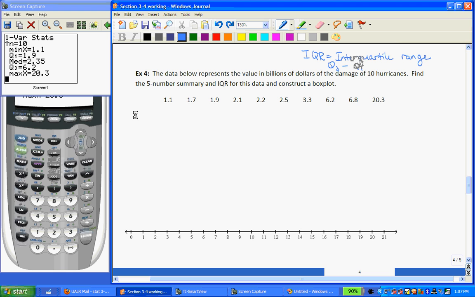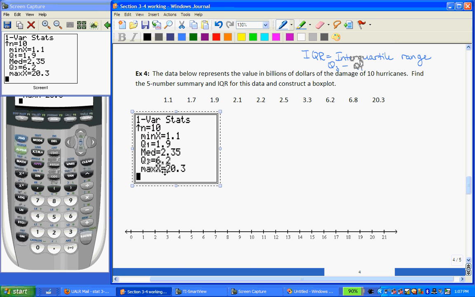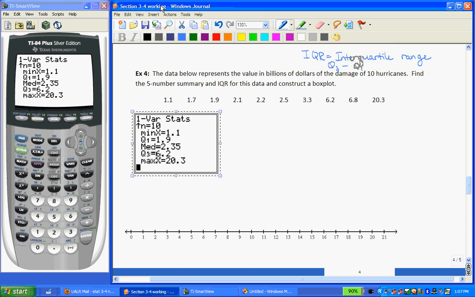Okay, I'll just paste this over here to save from writing that. Okay, so we have our minimum value of 1.1, which we see right there. Q1 is 1.9, the median is 2.35, and Q3 is 6.2, and the highest value is 20.3. Okay, so remember our steps for constructing a box plot.